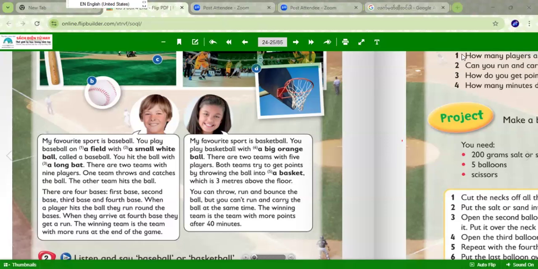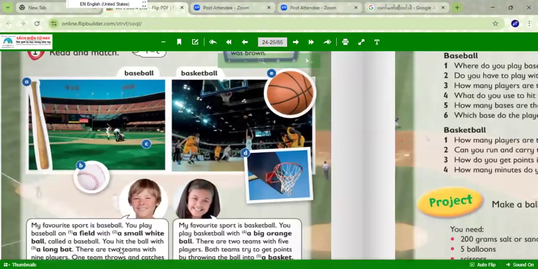Oh, it's already time. So I hope you might understand about baseball and basketball. So we'll do matching. So here is number 1, a field. Number 2, a small white ball. Number 3, a long bat. Number 4, a big orange ball. And number 5, a basket. Okay, so very easy.